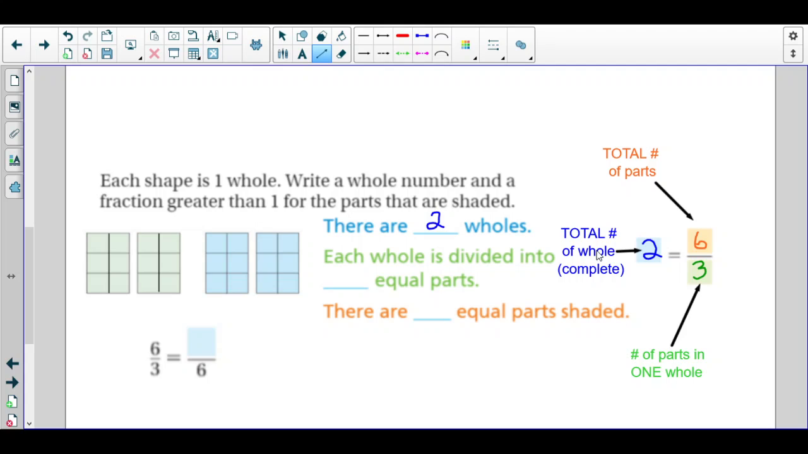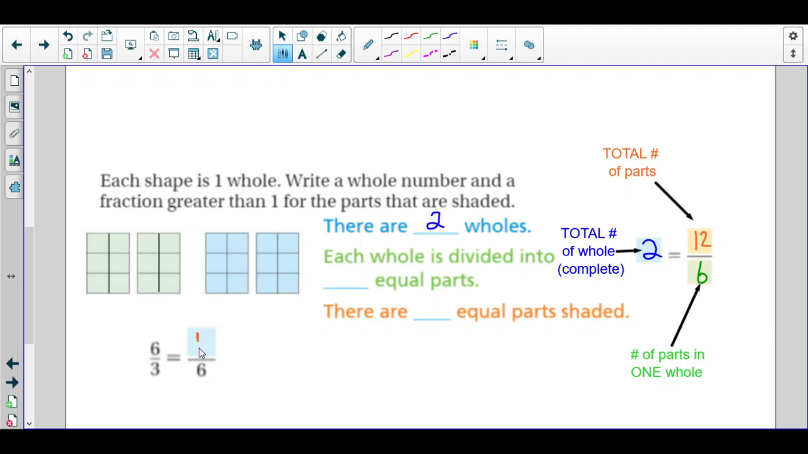All right. So how many wholes do we have? We have 2. The number of parts in each whole, well, 1, 2, 3, 4, 5, 6. So we'll go ahead and change that. So we have 6 right there. And then what is the total number of parts that we have? 1, 2, 3, 4, 5, 6, 7, 8, 9, 10, 11, 12. So we have 12 equal parts.